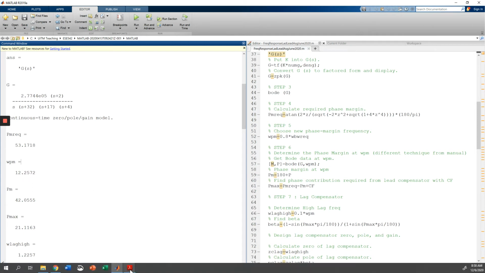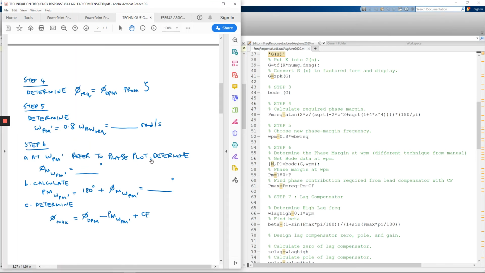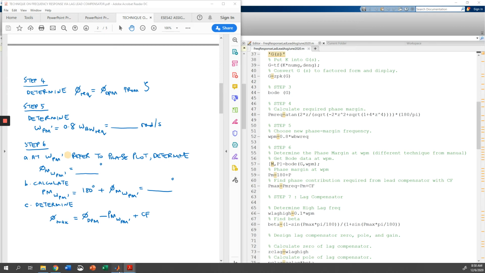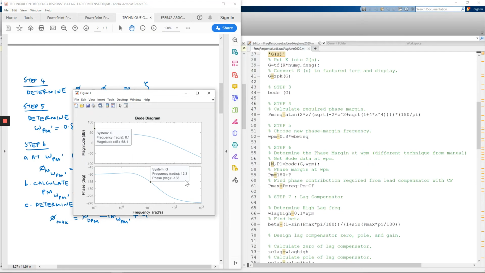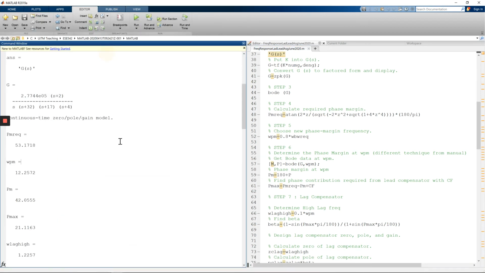And then in step 6, I need to refer to my Bode plot on phase to determine this value. In my case, at 12.3 radian per second, my omega PM prime, the phase is negative 138. Then I determine PM, and the next one I determine phi max.